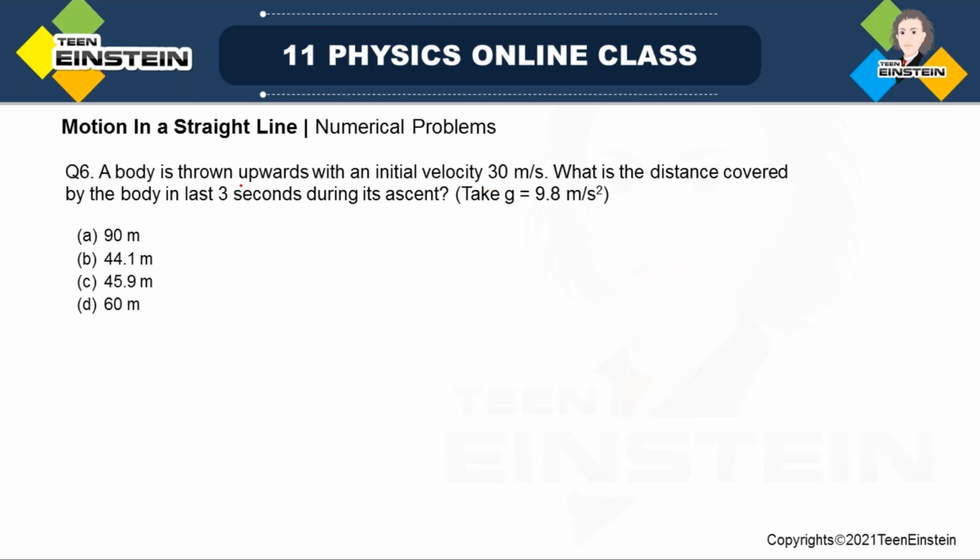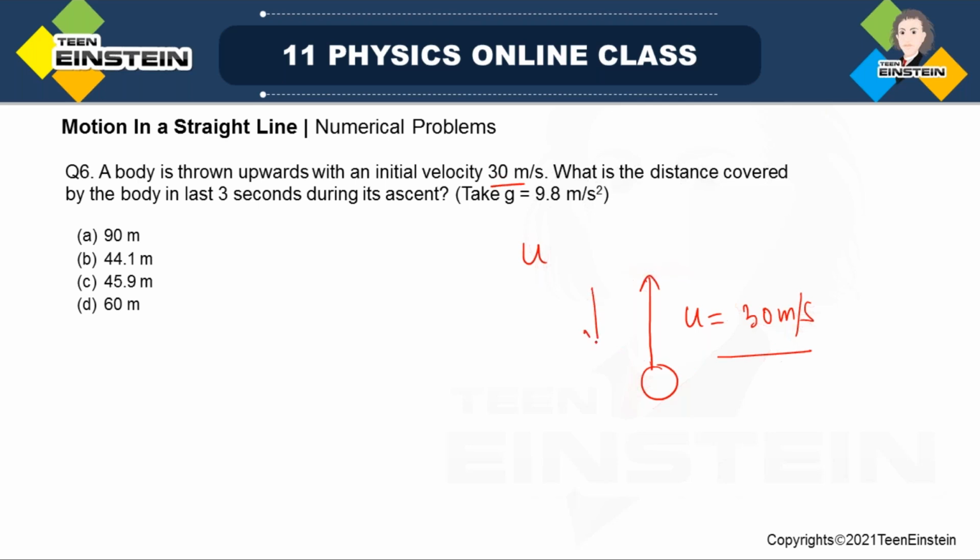How to solve this problem? A body is thrown upward with an initial velocity. That means initial velocity is given. So what is the problem? The problem is that the body is thrown upward vertically by giving an initial velocity that is 30 meter per second.